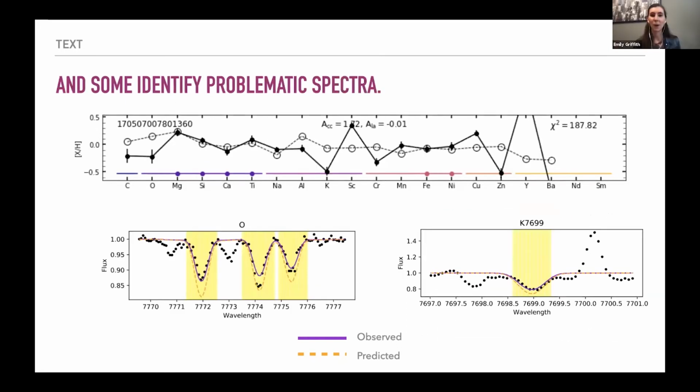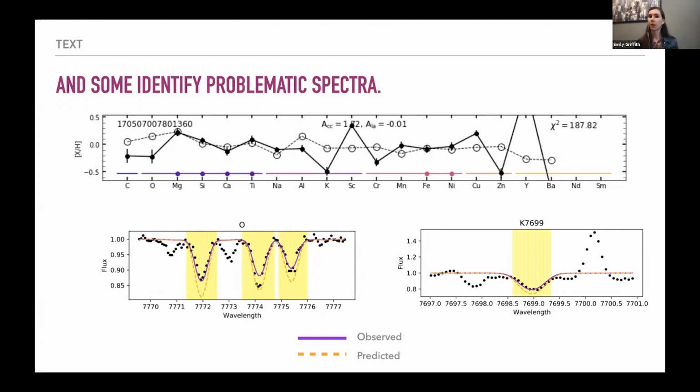There are, however, problematic spectra, and so some of the stars that have high deviations between our observed and predicted values are actually just flagging stars that should have been flagged by GALAH. This is an example of one that has lower oxygen than we would predict and lower potassium than we would predict, along with a bunch of other deviations that you can see in the top plot. But when we look at the oxygen windows, it's pretty clear that this star is a spectroscopic binary. And when we look at the potassium, it looks like there have been problems with the telluric subtraction in this window.